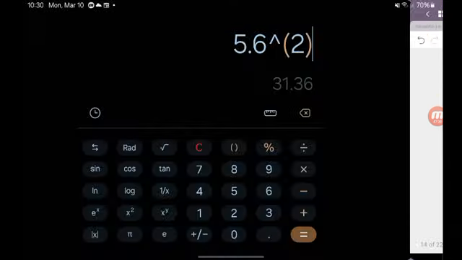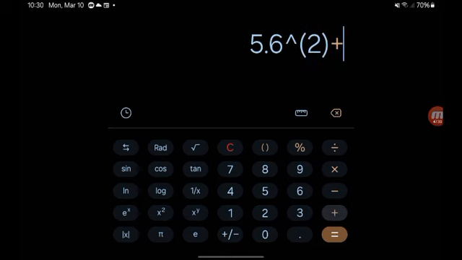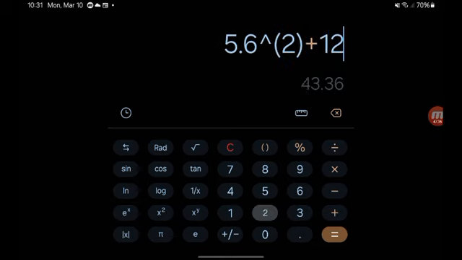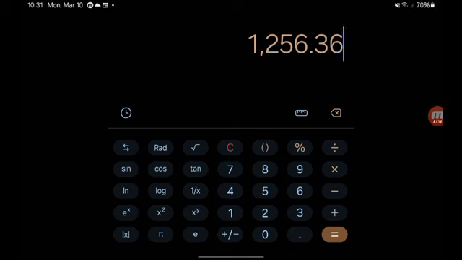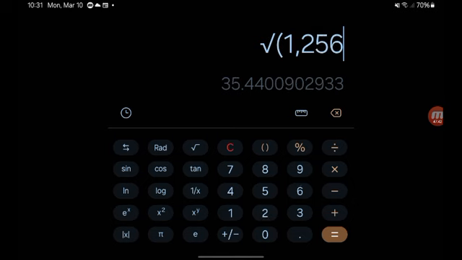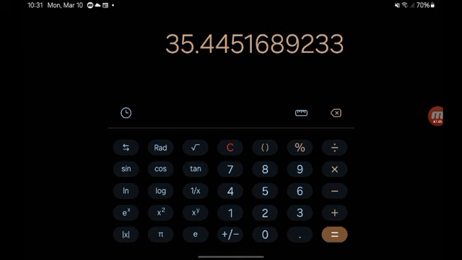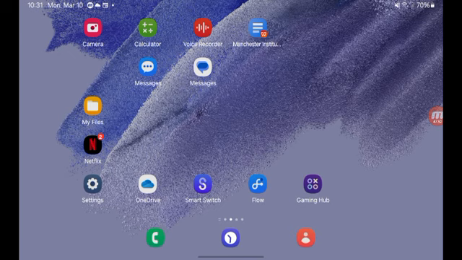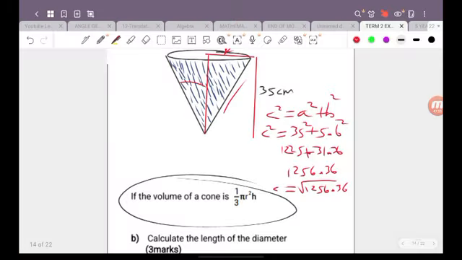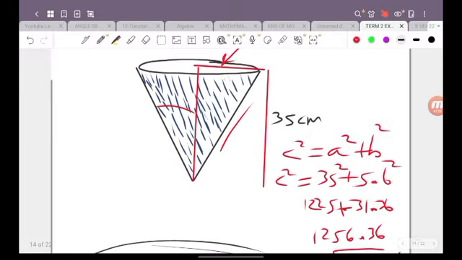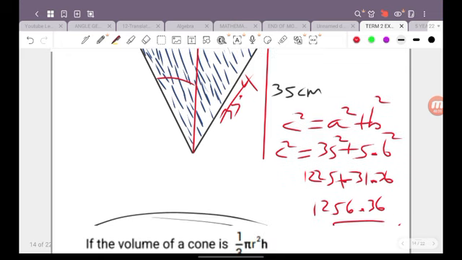1256.36. So pulling up the calculator then, add this to 1225. Good, that's what we have. We're going to find the square root of that, 1256.36. We know that the slant height is 35.4. Alright, so this slant height here is 35.4. So it's pretty close. Alright, so now we know the slant height is 35.4.